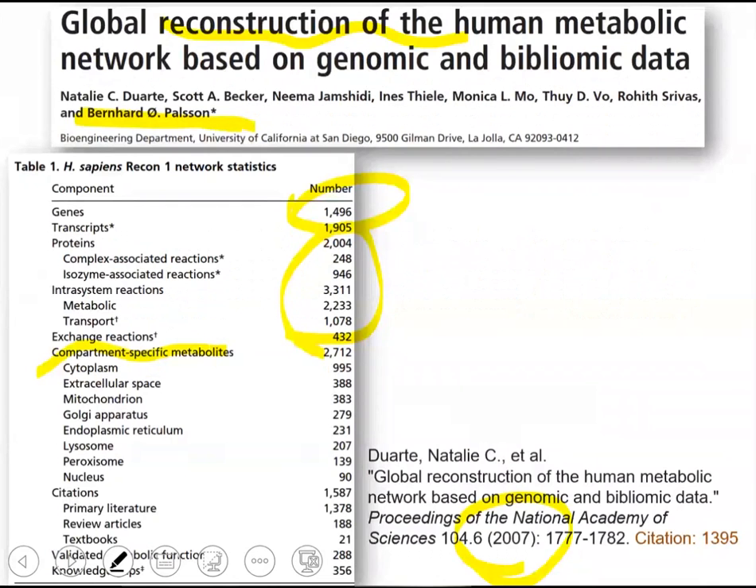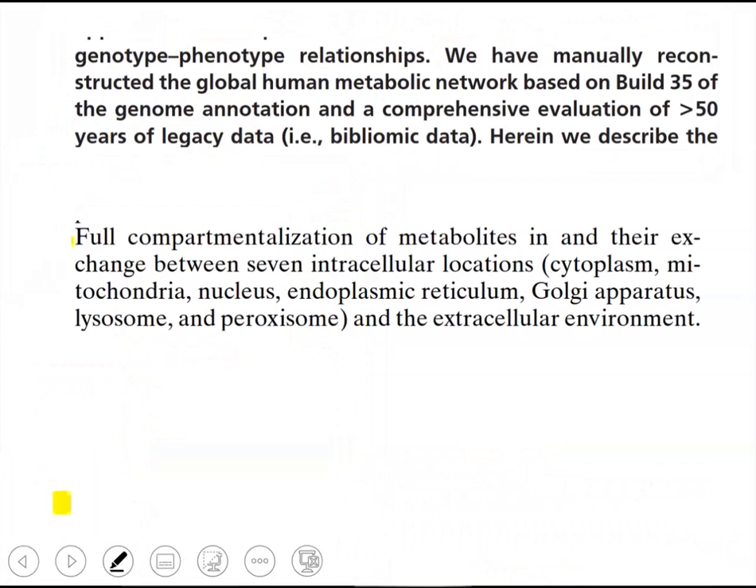And one interesting thing, there were so many compartments included in this model. So here you see their names, and here they say that full compartmentalization of metabolites in cytoplasm, mitochondria, nucleus, endoplasmic reticulum, Golgi apparatus, lysosome and peroxisome, and extracellular environment were considered. So the thing is, they have also separately considered if an enzymatic reaction takes place in endoplasmic reticulum, in lysosome, etc., in addition to cytoplasm and mitochondria.